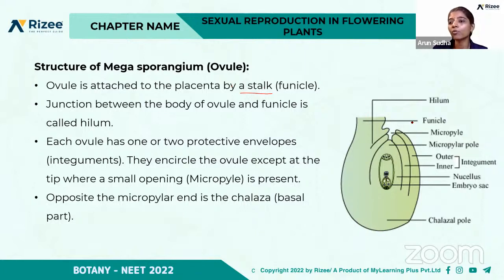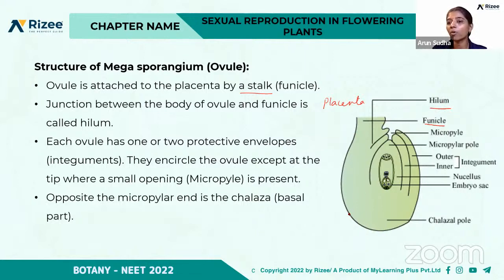So this is the funicle. This is the stalk, and through this stalk, this ovule is attached to the placenta. With the help of a stalk that is called the funicle. And the junction between the body of the ovule and the funicle is called the hilum. So what is the hilum? The junction, because this is the body of the ovule.